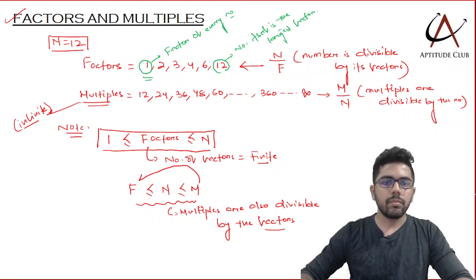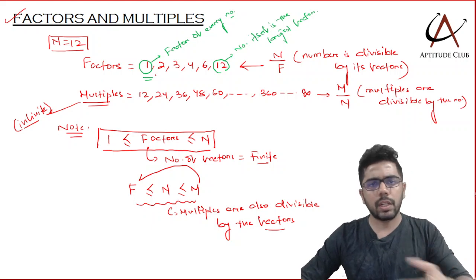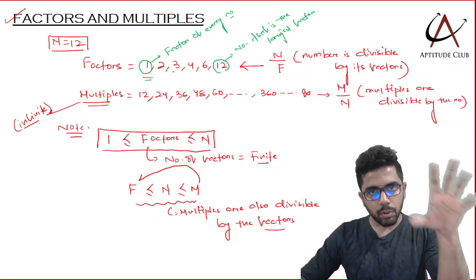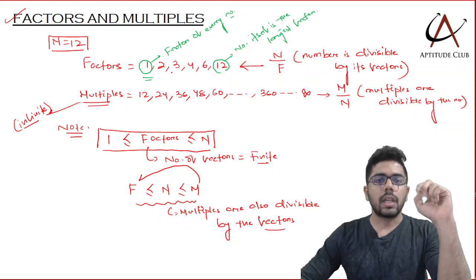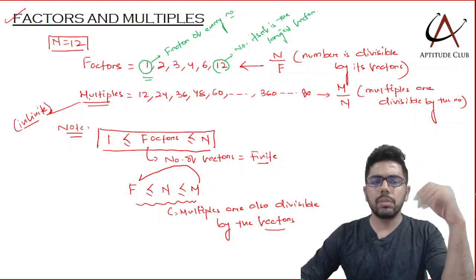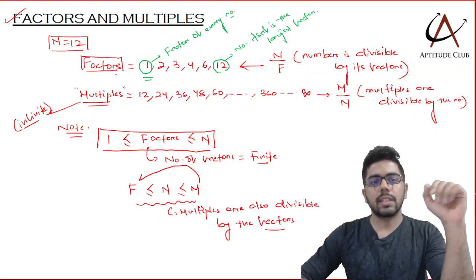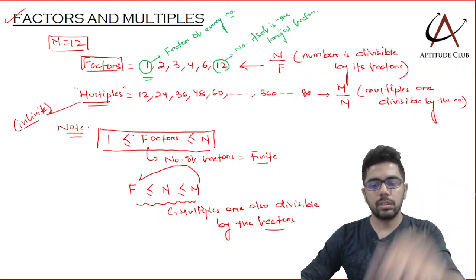ठीक है? तो ये तो definition हो गया what are factors, what are multiples. Then the next thing, which is a very important thing to understand, is how do I get the factors. Multiples पे ज़्यादा हम focus नहीं करेंगे. Our focus will be predominantly on factors. ये जो factors है वो आ कैसे रहा है? How do you get those factors?